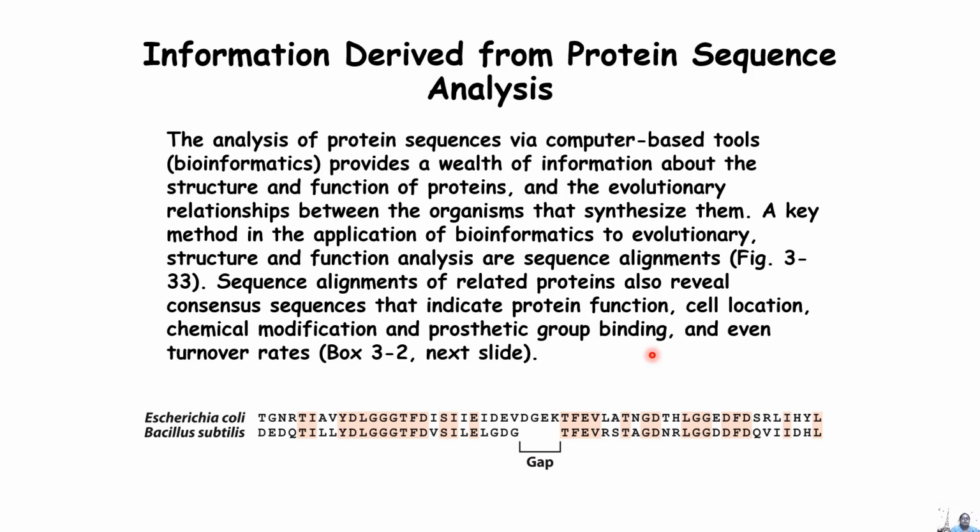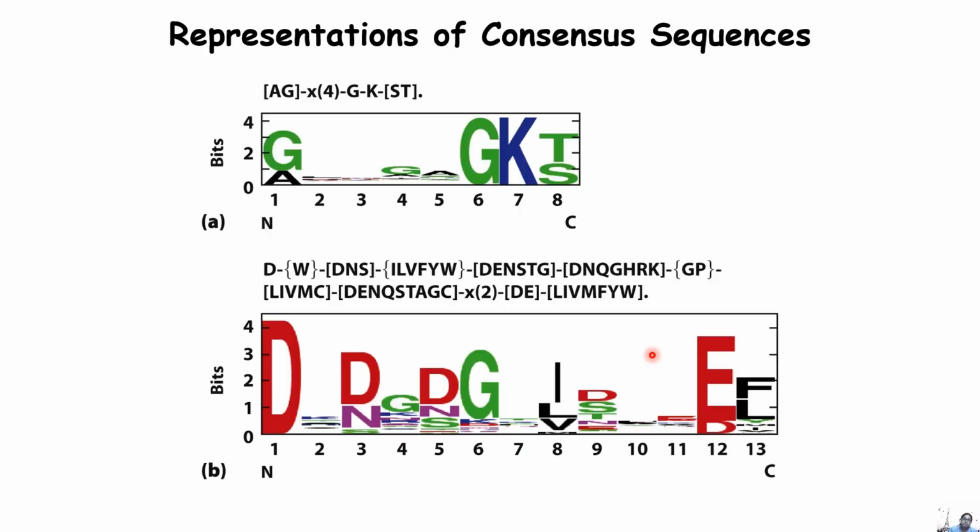A key method in the application of bioinformatics to evolutionary, structure and function analysis is sequence alignment. You take two sequences and try to align them to see if there are similarities. The sequence alignments of related proteins also reveal consensus sequences that indicate protein function, cell location, chemical modification, prosthetic group binding, and even turnover rates.